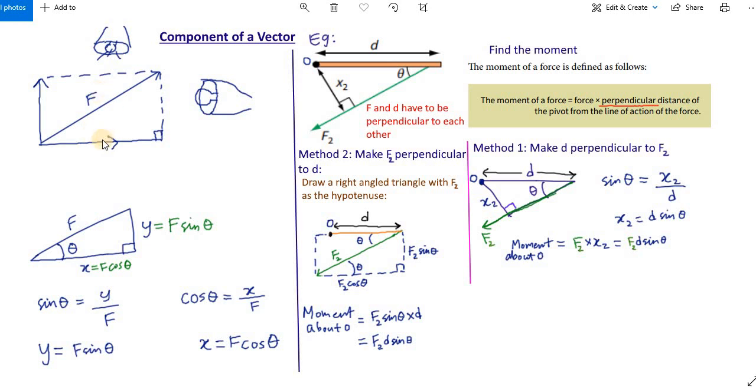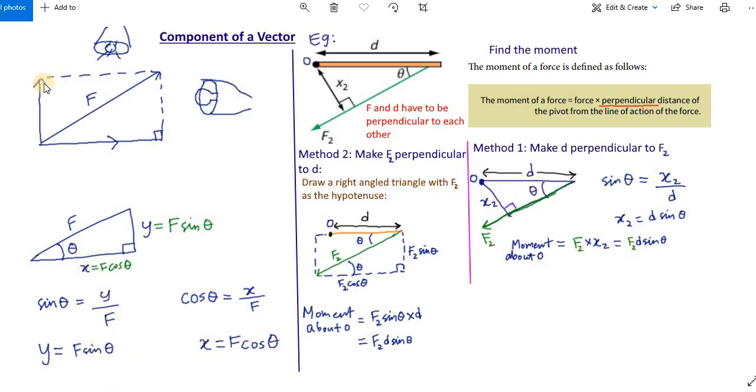Now if you know this angle, F cosine theta will give you the component, F sine theta will give you this. So you can think of this triangle and the angle here. That's what I've drawn here. So this is the force F. Let's say this angle here is theta, this side is y, this side is x. Then sine theta is opposite over hypotenuse. Yes, so that's what I wrote here. Now why did I write y and x? Because this direction is the x-axis, this direction is the y-axis. Then cosine theta is adjacent over hypotenuse, x over F. So y equals F sine theta, x equals F cosine theta.